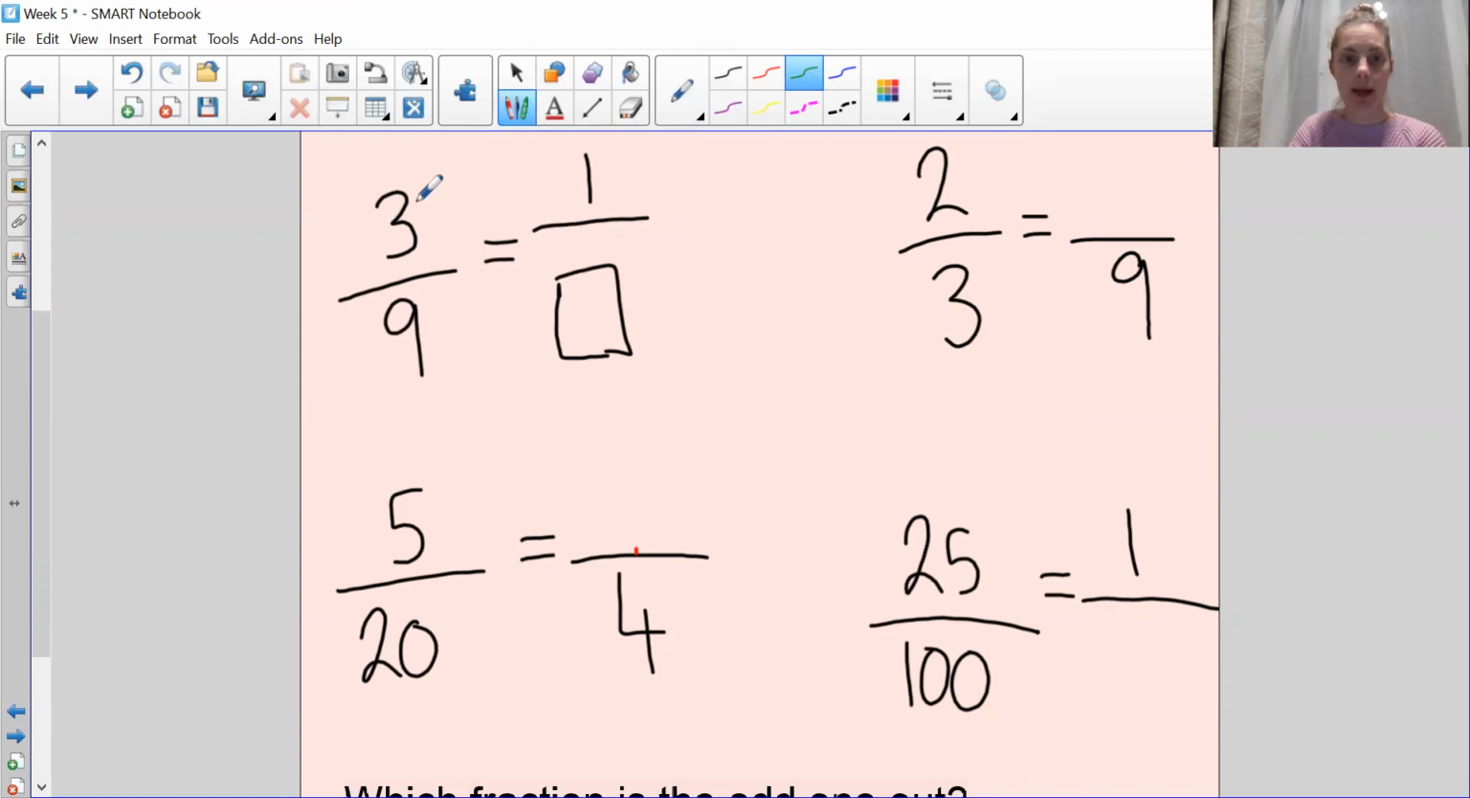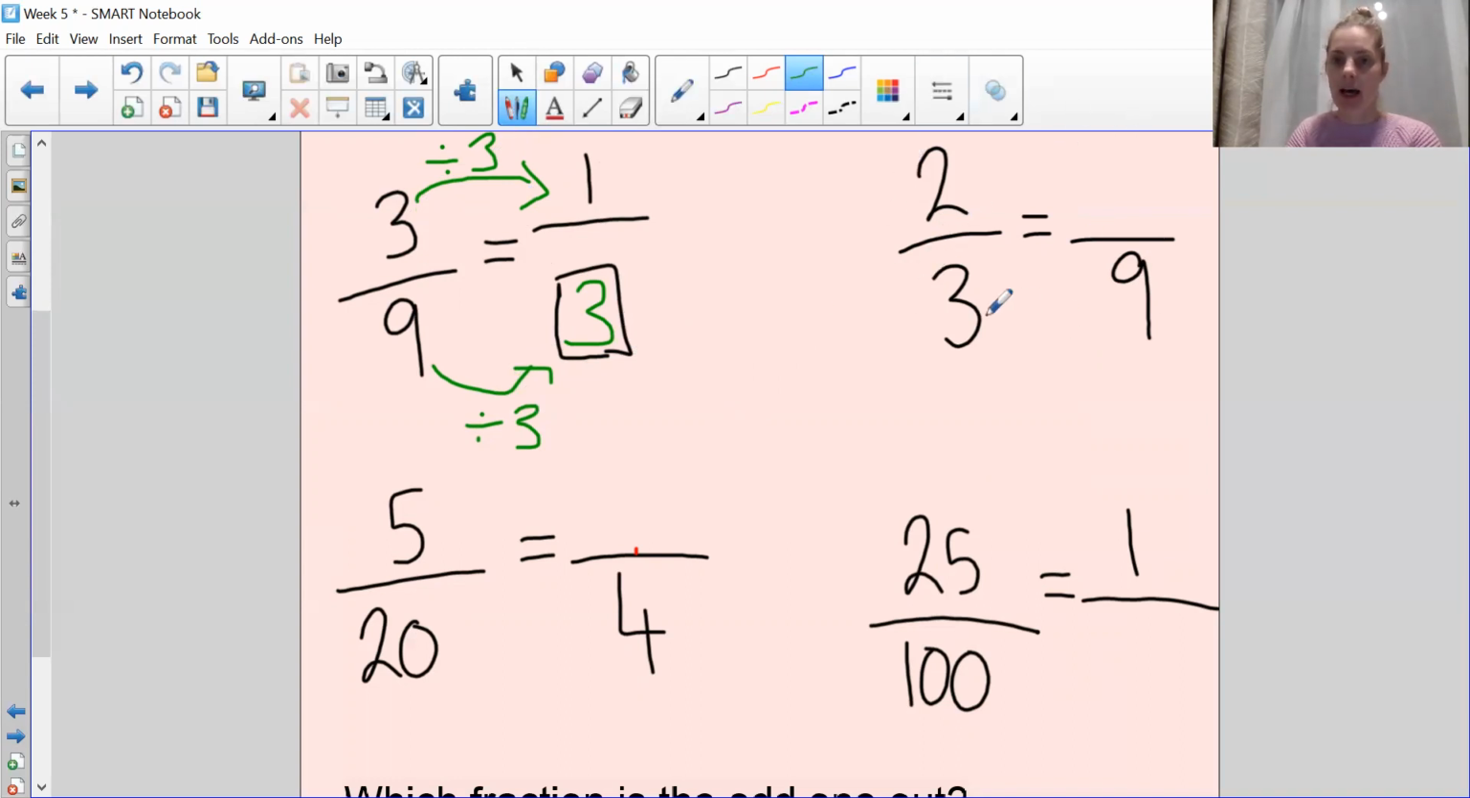So I'm going to use my top numbers and I'm going to draw my arrow because I'm going from the 3 to the 1. So what did I do to the 3 to get 1? I divided it by 3. And so whatever I do to the one number, I must do to the other number. So I'm going to say 9 divided by 3 is 3. And here is why your tables are so important, okay? If you do not know that 3 divided by 3 is 1 or 9 divided by 3 is 3, then you need to be practicing those timetables every single day for at least 15 minutes.